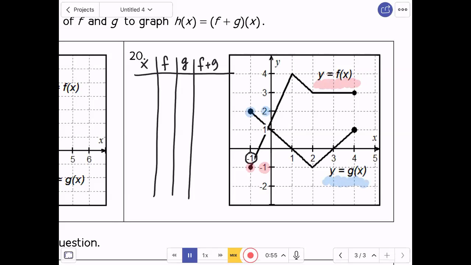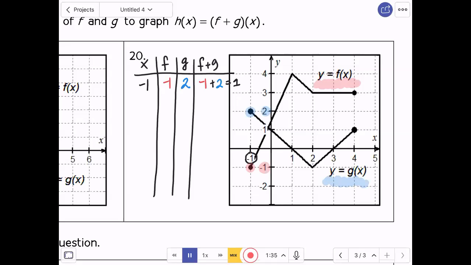So I would just put here, at -1, your f function was -1 based on the graph, and your g function was 2. Now we're looking for f plus g, so I am going to add f and g. -1 plus 2 is equal to 1. So for the new function, its y value will be 1.